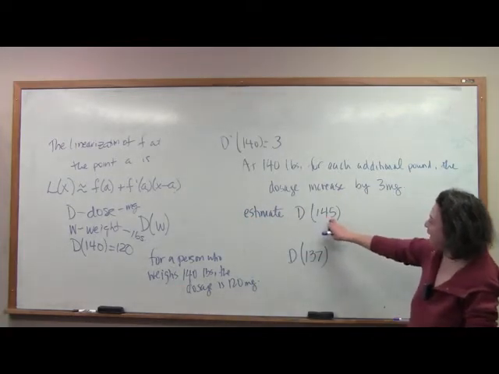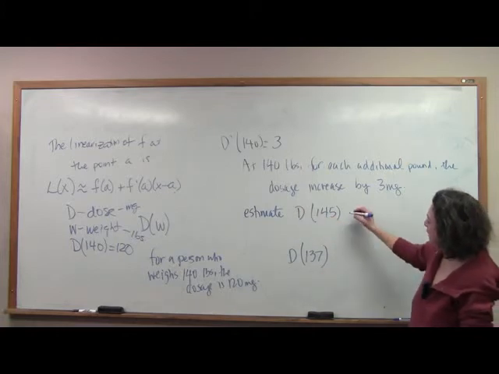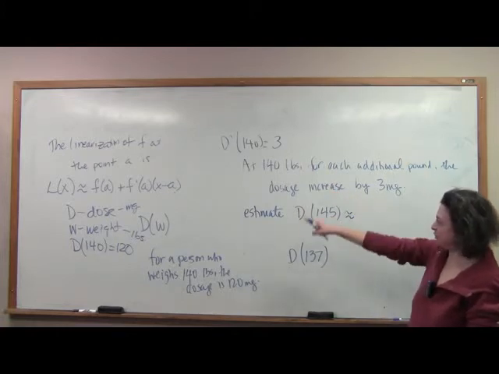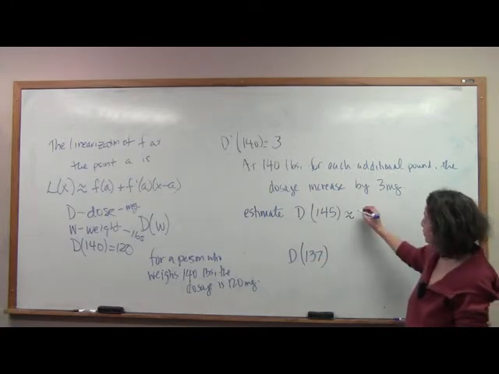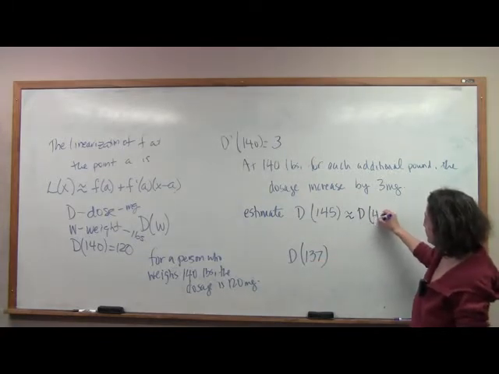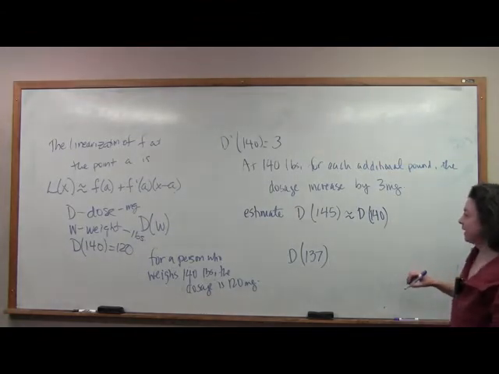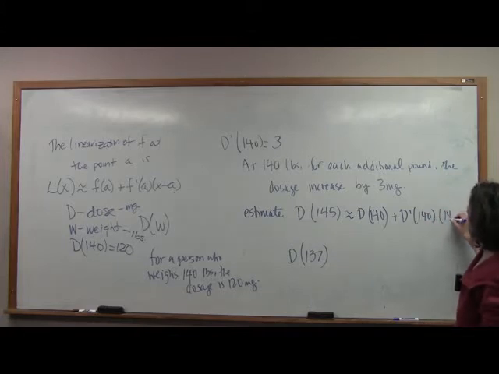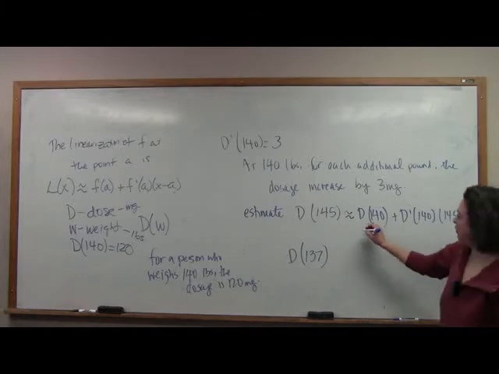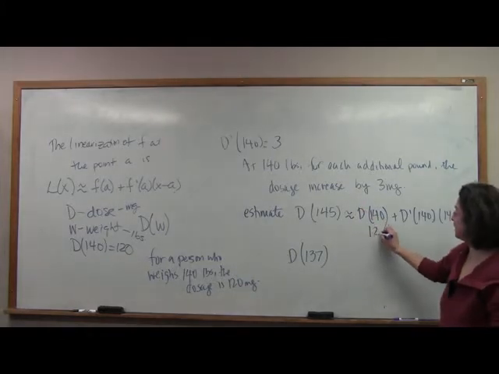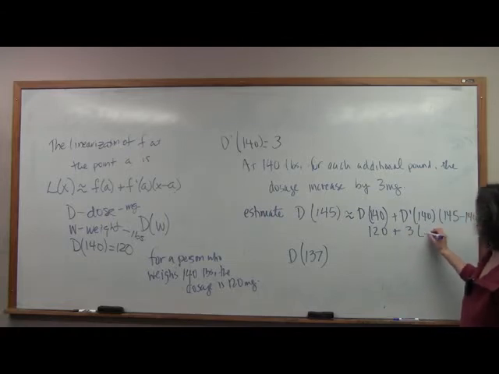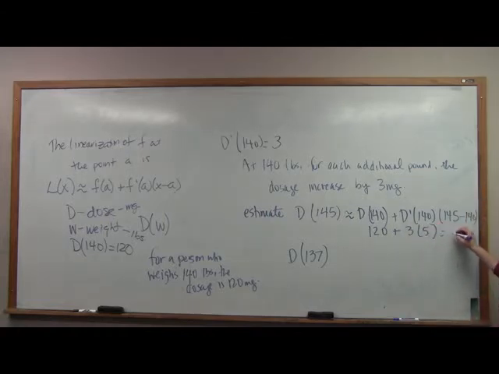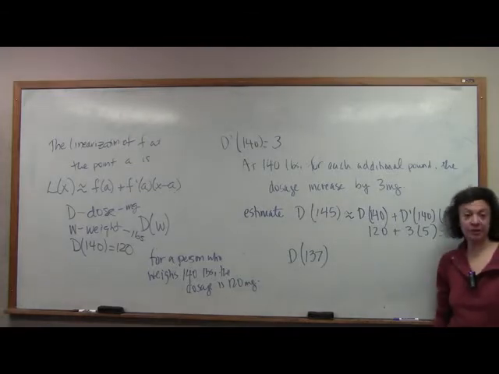Okay? Notice this is my x value here. So plugging it into my linearization formula, look, we've got the information at 140, so I'm going to claim that that's approximately equal to D at 140 plus D prime of 140 times 145 minus 140. So, using the values given, we can say this is 120 plus 3 times 5. In other words, the dosage is approximately 135 milligrams.